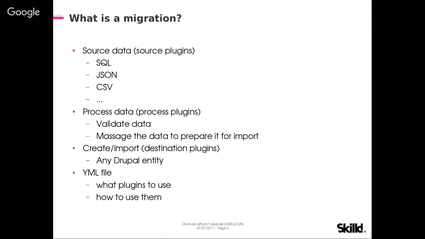All these things are described in one single YAML file, which defines what plugins to use and how to use them. Basically, it tells the Migrate framework to utilize these plugins to get the data from this source, to process it using these plugins, and then to put it into these Drupal entities using these plugins. So that's how it generally works.